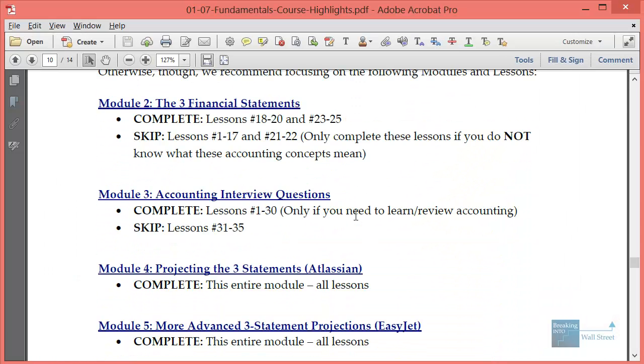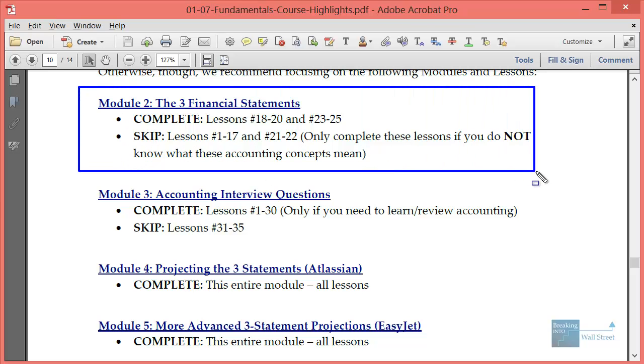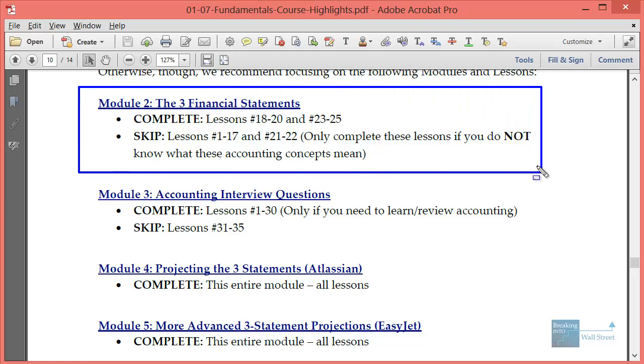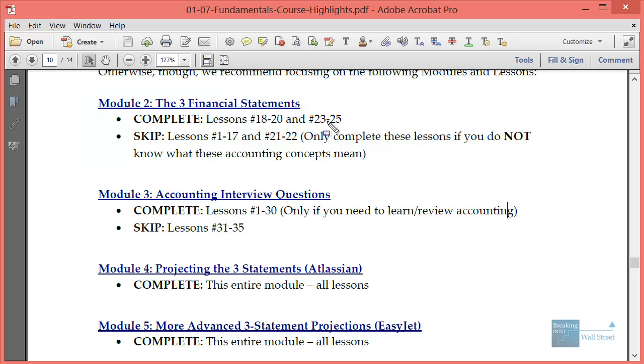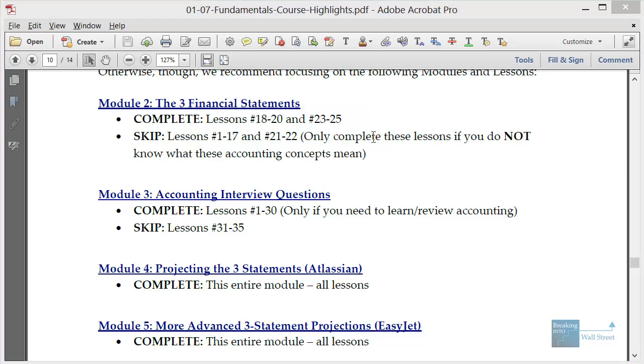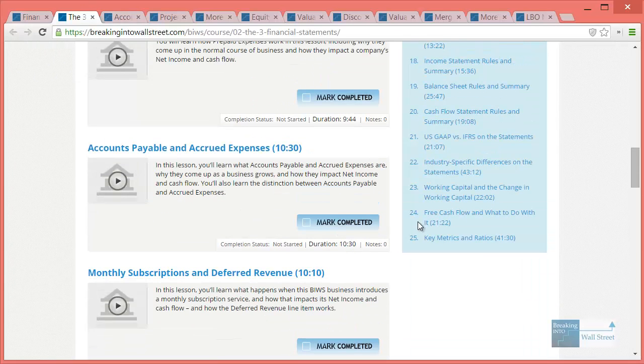So here's what we recommend. Again, you need to know accounting before you do any of this. So if you don't know the 3 financial statements, you really have to start there. There is one subtle difference here, which is that the last lesson in this module, which covers key metrics and ratios, is very important for these types of roles. It's less important for investment banking and private equity roles. So that's why I've included it in this list, but I didn't include it in the other ones before this.